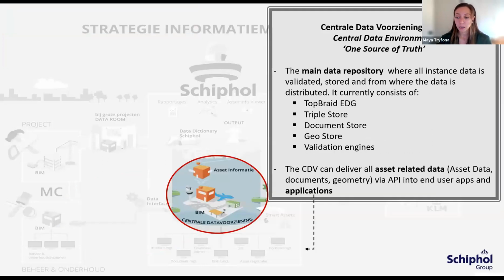In the next slide, how we call it, the CDE, is the central data environment. The data is stored in a data repository, which consists of a triple store database, a document database, and a geo database for the geometries. There are also APIs being created to distribute the needed data to other systems and stakeholders. And the most important part are the validation engines, which check the data before storing it in the database.